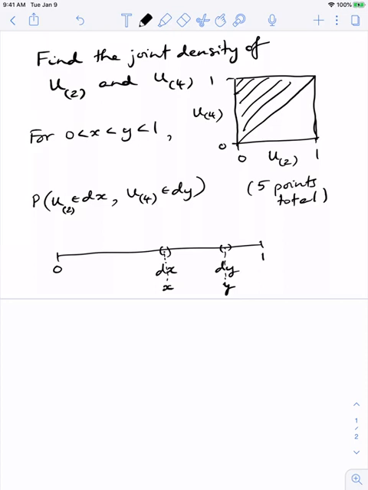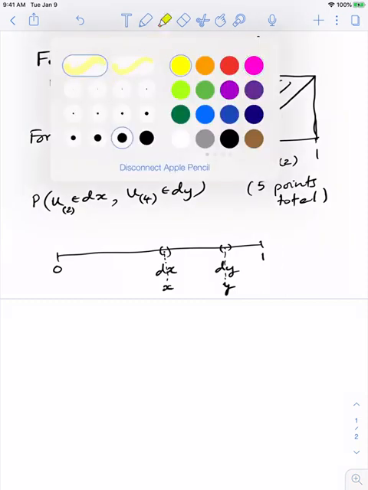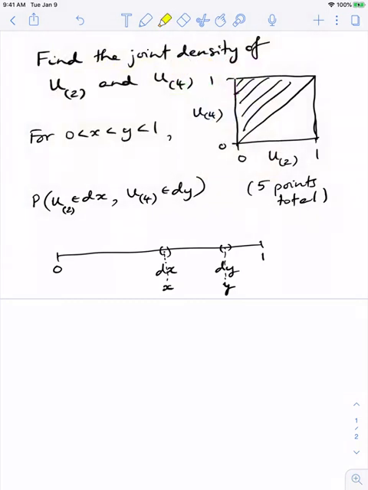And what I want is for the second one to fall in that little dx and that fourth one to fall in that little interval dy. And the others have to sort themselves out in the other three intervals. And now what makes life easier for me is that I don't care where in those intervals they land. I just care how many are in which range. So let me see if I can actually use colors to sort out what the categories are.